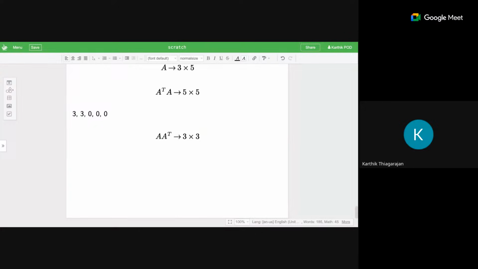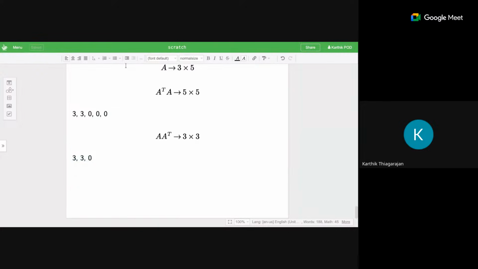A transpose will have 330, yeah, 330, right? So one of them will be 0. This is why the property is telling us that they have the same positive eigenvalues, but not all eigenvalues are the same. Meaning this has 5, but this has only 3. So the number of 0 eigenvalues is going to be different.